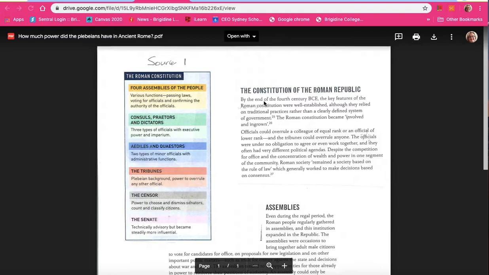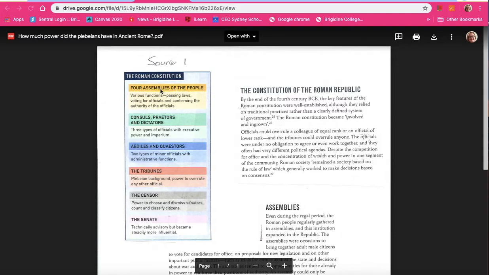Okay, so when was the Roman Republic? By the end of the 4th century BCE, before the Common Era or before the birth of Christ. So in the 20th century, we're CE. That's the Common Era or after the birth of Christ. Okay, this is a long time ago, many centuries. So we're talking about the Roman Republic. Okay, so let's have a look at what each of these sources suggest about the plebeians.